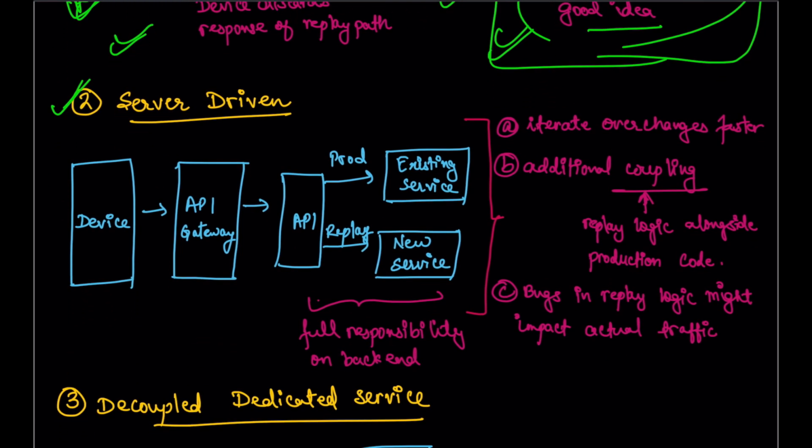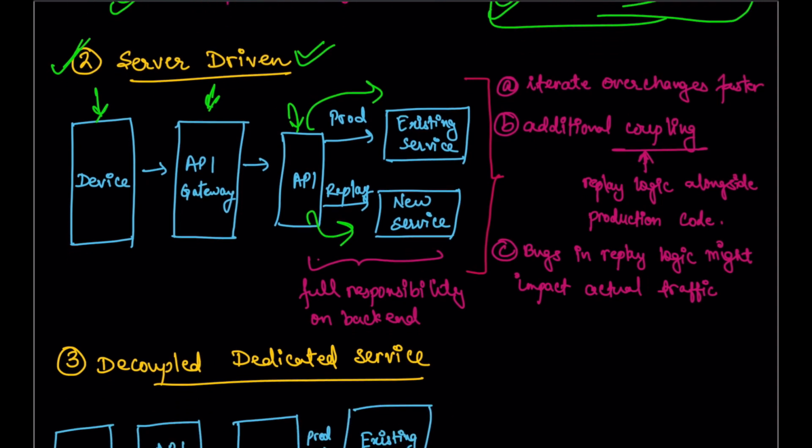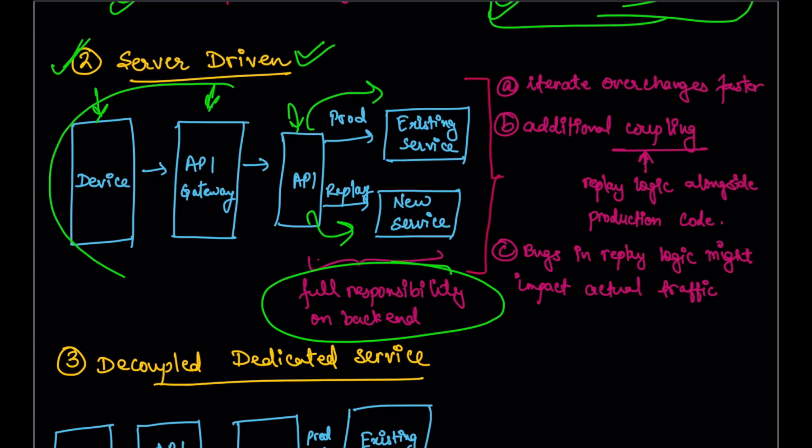what if you can do it from the server, right? What you will do is, this is your actual device, then this is your API gateway, and this is your API. For a particular API, the API will hit prod as well as the new service, right? So the full responsibility here is on the backend. The device is untouched by these changes.